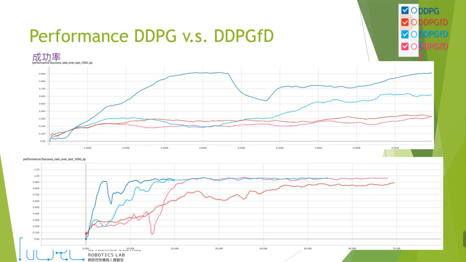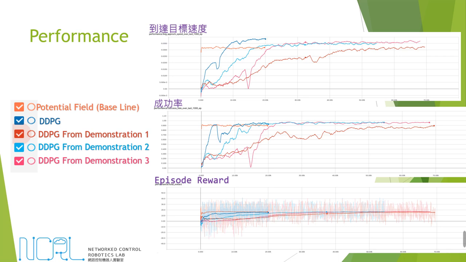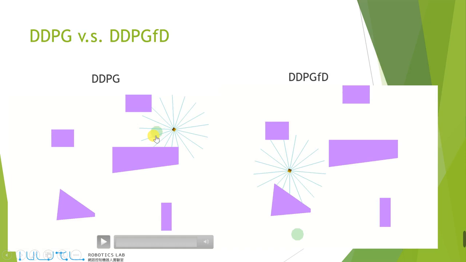Okay, so the success rate is defined as follows: the green dot is the destination. So it needs to avoid the obstacles and get to the destination. That will be defined as success. If you collide with any obstacles, that will be defined as failure.